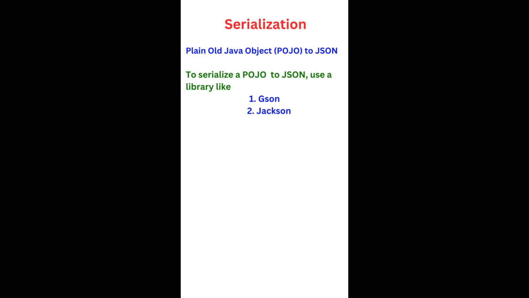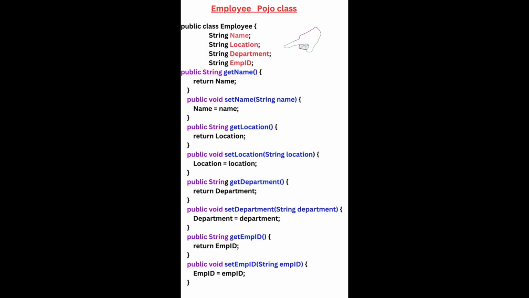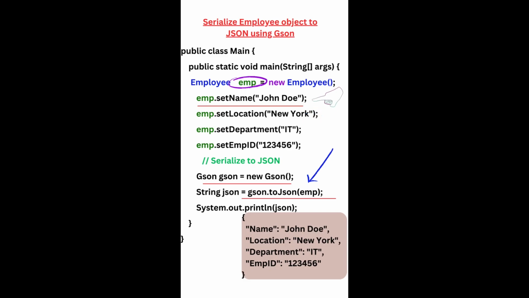Serialization. Plain old Java object to JSON. To serialize a POJO to JSON, use a library like Gson or Jackson. Here we have a class Employee with instance variables name, location, department, and employeeID, along with getter and setter methods for each variable. Serialize the Employee object to JSON using the Gson library.